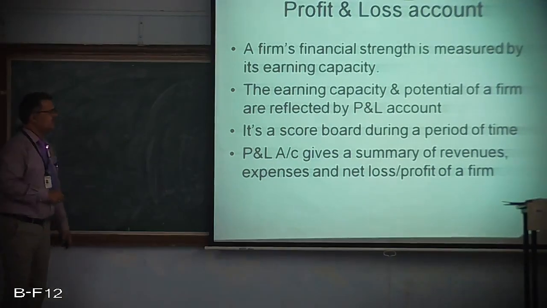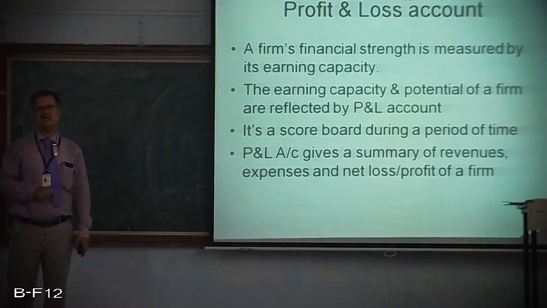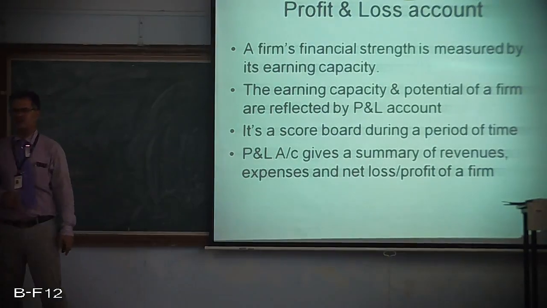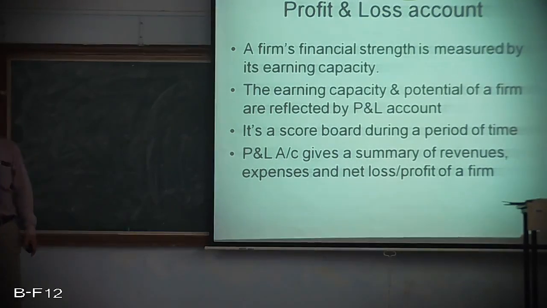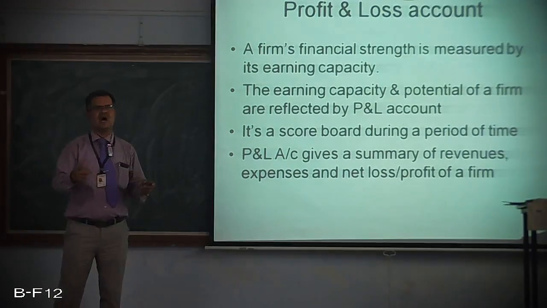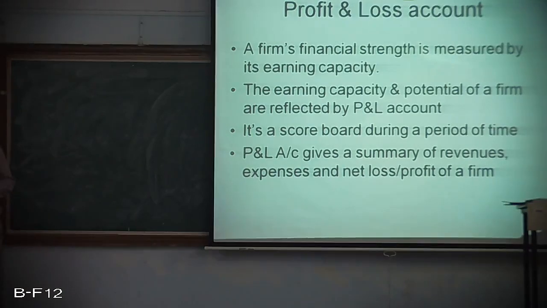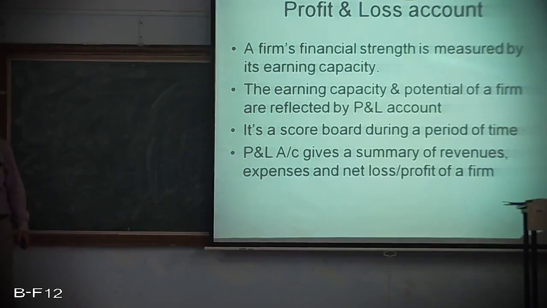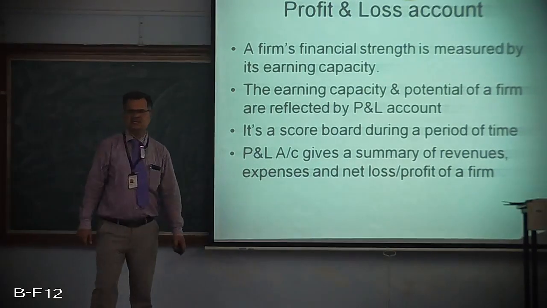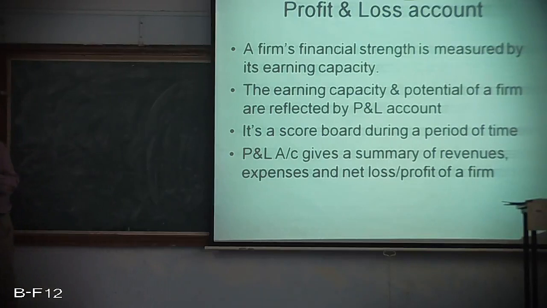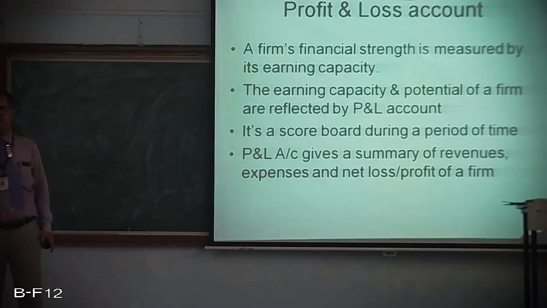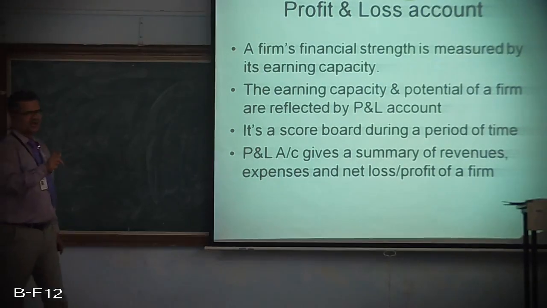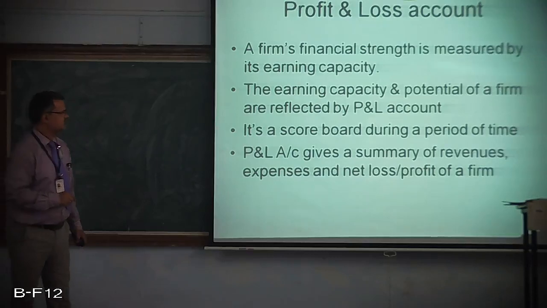So it's a scoreboard during a period of time. The P&L account gives a summary of revenues, expenses, and the net loss or profit of the firm. It's very important. Normally they calculate how much revenue is expected from the sale of goods, or sometimes they dispose of old machinery. That is also called scrap value or resale value. I told you in the previous chapter, on depreciation and the comparison of present worth, about resale value and so on. So sometimes they get income, also called revenues, and they also have to calculate the net loss and the profit of the firm.